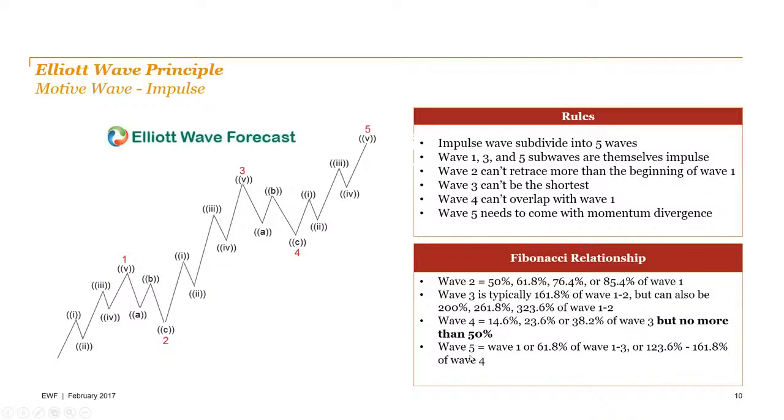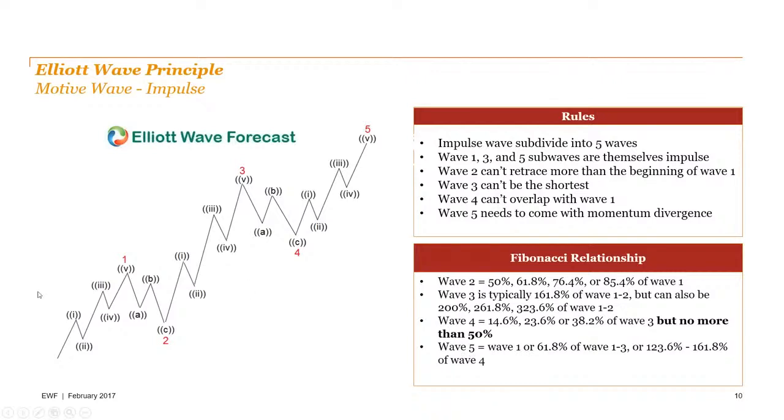And then wave 5 here, there is a recording, Christopher, yes. Wave 5 usually is going to be equal to wave 1. I mean, by far the most common target is wave 5 equal to wave 1. Another way to calculate is 61.8% of wave 1 to 3. Another way is using external retracement 123.6%, 161.8% of wave 4. I don't think we need to really look at this, but for our purpose, the most common is wave 5 equal to wave 1.